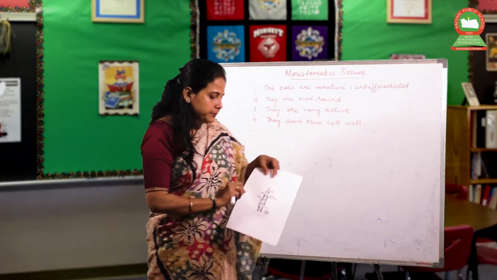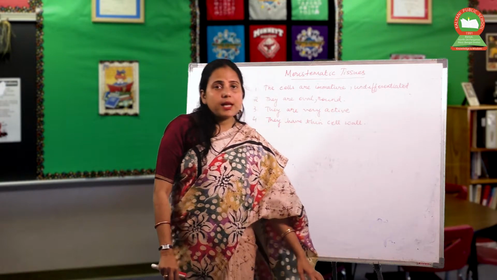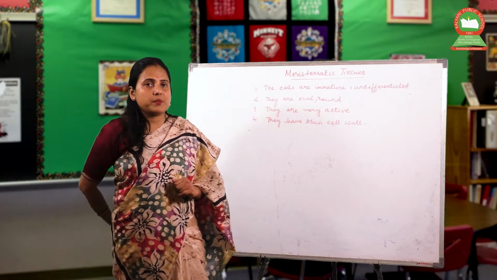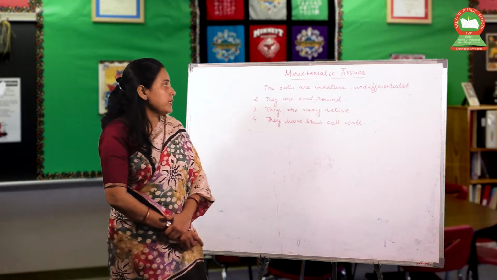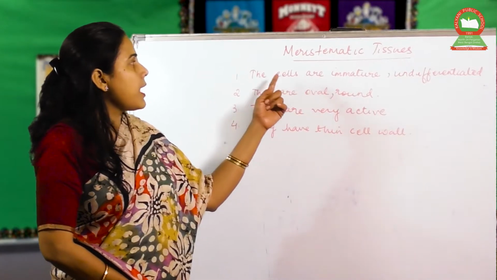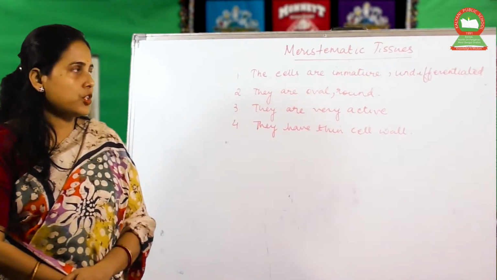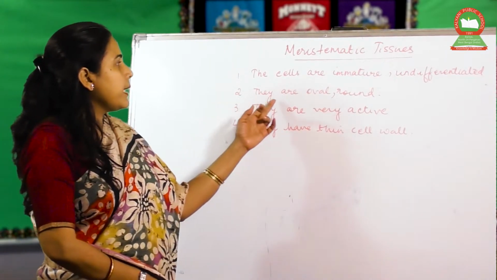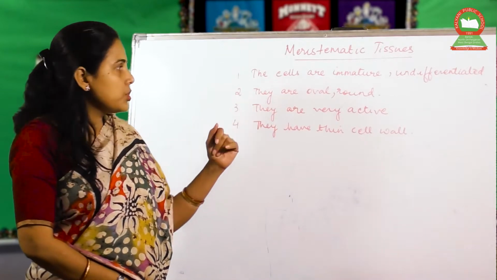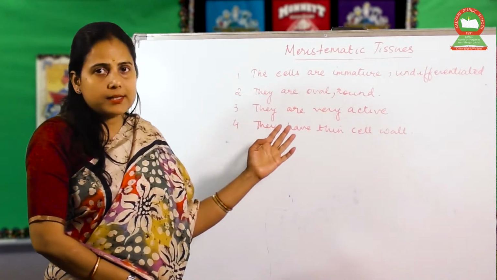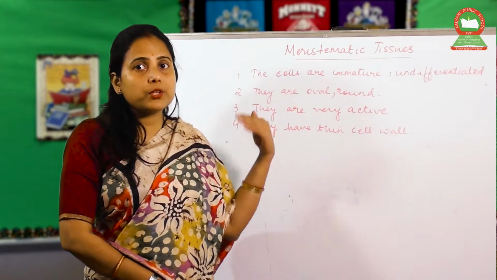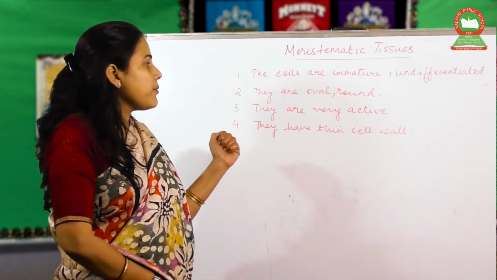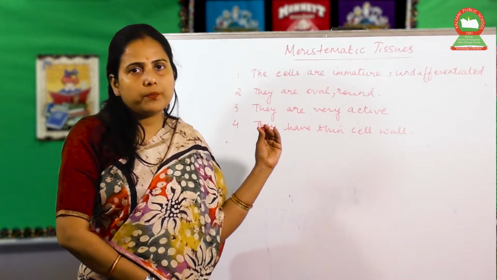Now let us discuss the characteristics of meristematic tissue. The cells are immature and undifferentiated. They are oval and generally round in shape. They are very active because they are dealing with the growth part, and they have a very thin cell wall.